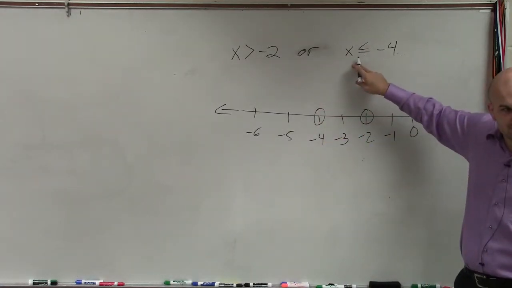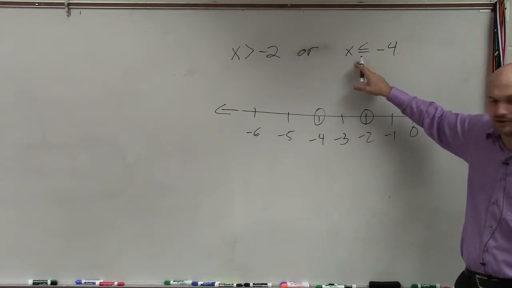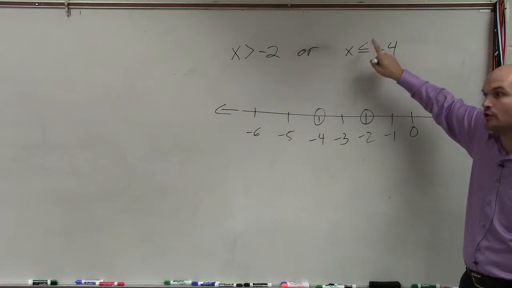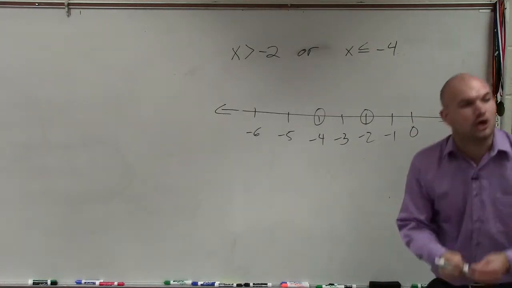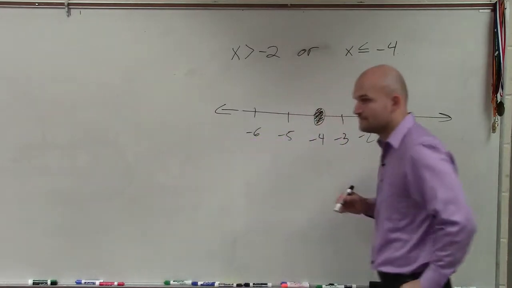Obviously, I know that this is less than or equal to. Anytime you have the equal to, you don't have to do the test points. If you want to use the test points because you forget, then do the test point. But anytime you see less than or equal to or greater than or equal to, you know it's what we call a closed point. So it's a part of the solution. So we fill it in.